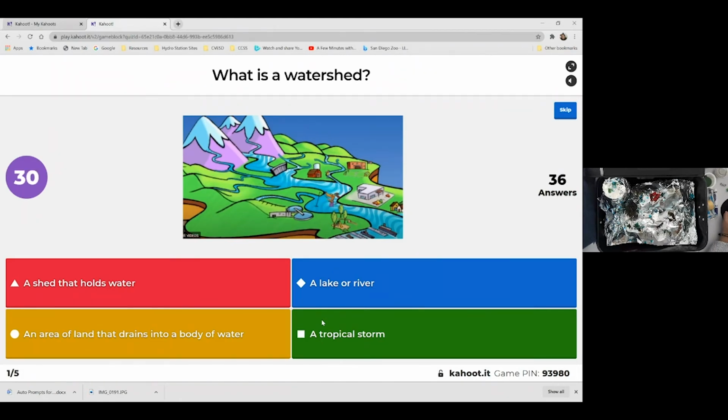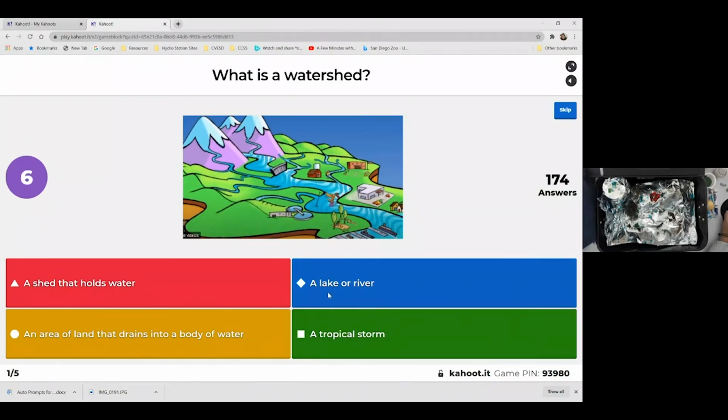Let's give you those options again. What is a watershed? Is it red triangle, a shed that holds water? Is it yellow circle, an area of land that drains into a body of water? Is it blue diamond, a lake or a river? Or is it green square, a tropical storm?